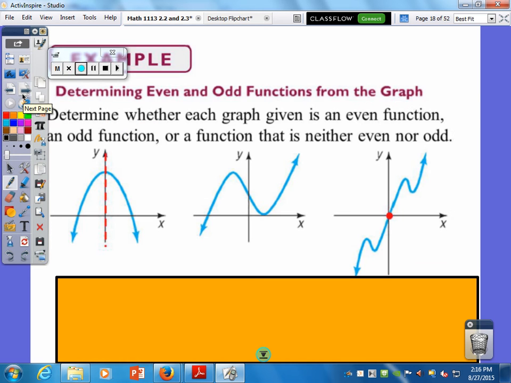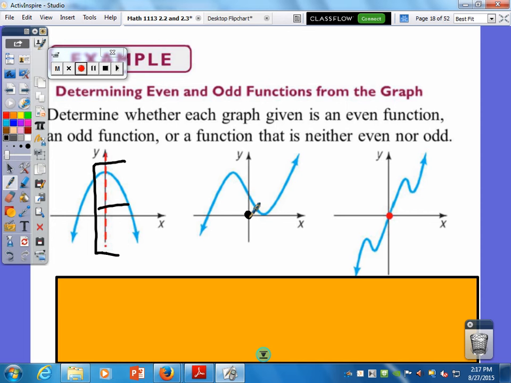All right. So, determine whether each is even, odd, or neither. So the first one, even. Second one, it's neither. Because if it's symmetric about the origin, it's got to go at least through the origin so you could spin it around the origin.